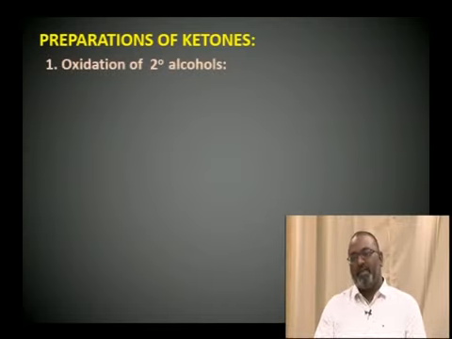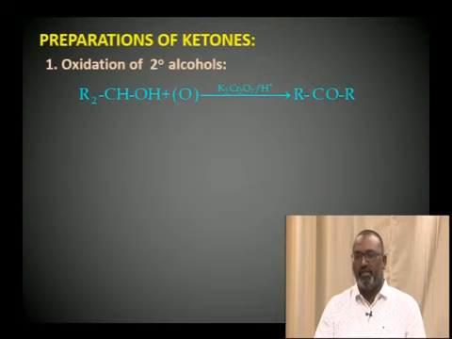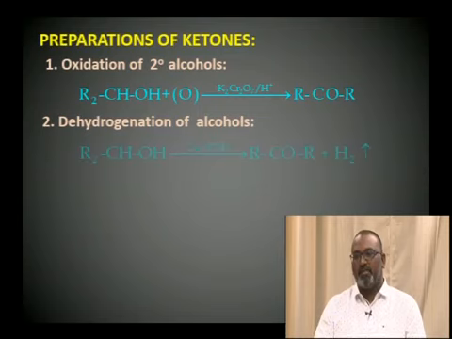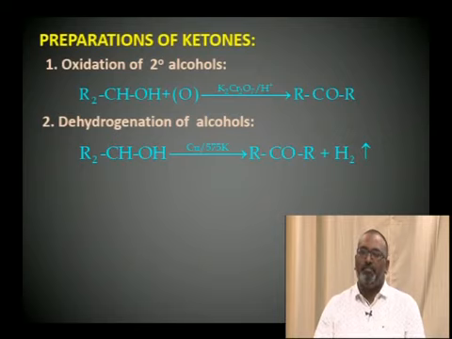When we were discussing preparation of aldehydes, we observed oxidation of primary alcohols. Oxidation of primary alcohols produces aldehydes, whereas oxidation of secondary alcohols produces ketones. Then dehydrogenation of alcohols. When alcohols are dehydrogenated in the presence of red hot copper, we produce ketones.